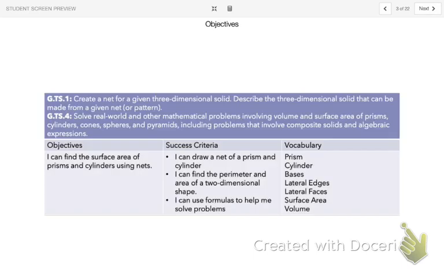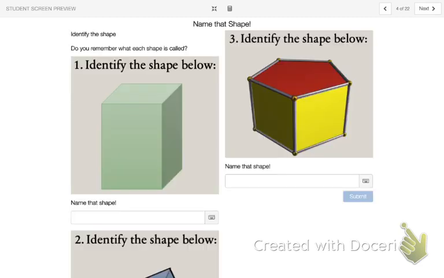Let's go ahead and get started with our objective for today. It is, I can find the surface area of prisms and cylinders using nets. So you guys will notice that one of the standards for geometry is to create a net for a given 3-dimensional solid and to describe the 3-dimensional solid that can be made from a given net or pattern. So that is why we are talking about nets today, even though we have formulas to find both of these things. Take a moment and pause the video to identify the shapes below.